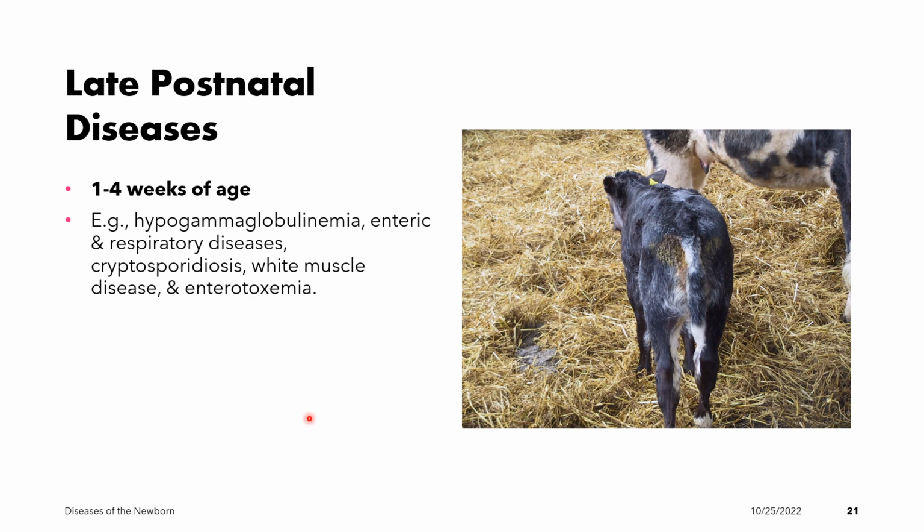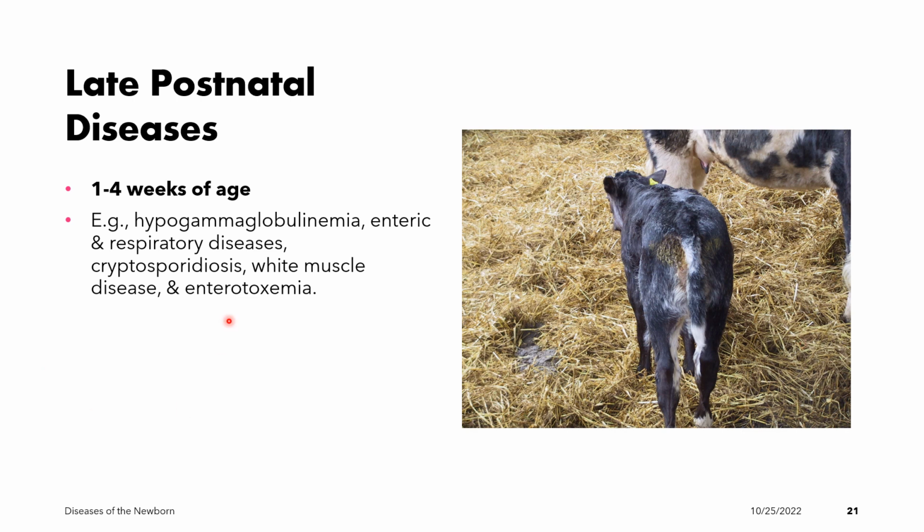cryptosporidiosis. Of course, when we say cryptosporidiosis, that is the protozoan parasite caused by Cryptosporidium parvum, and it is one of the most important diseases of young ruminant livestock, particularly of cows. We also have white muscle disease and enterotoxemia. White muscle disease is a nutritional myopathy of cows that is caused by deficiencies of selenium or vitamin E.